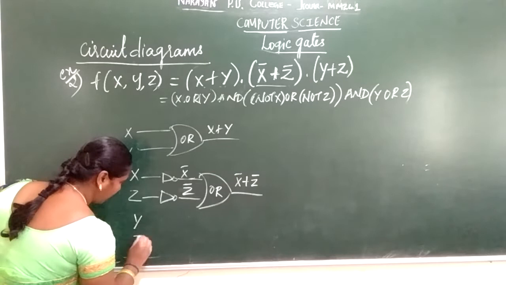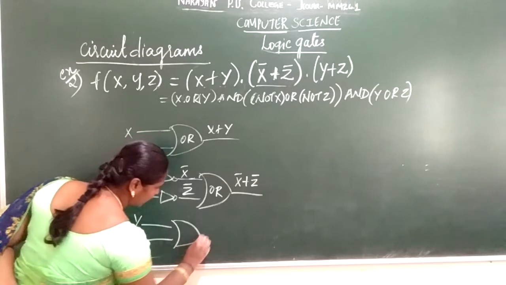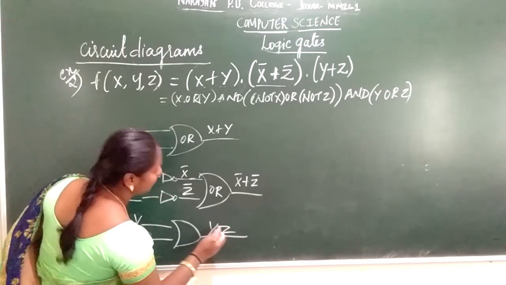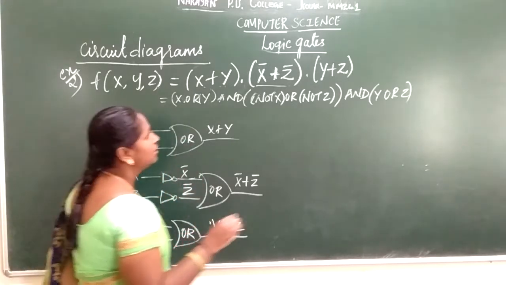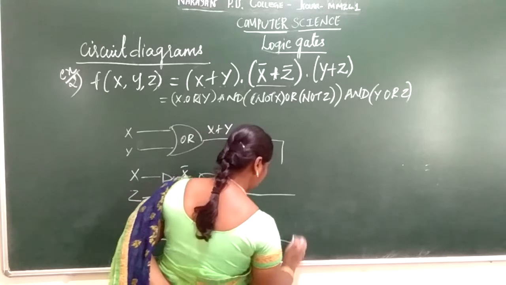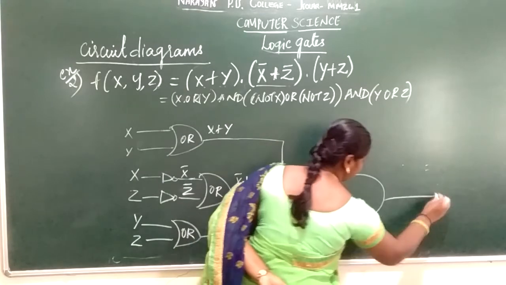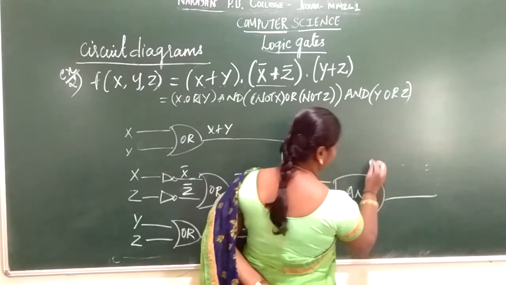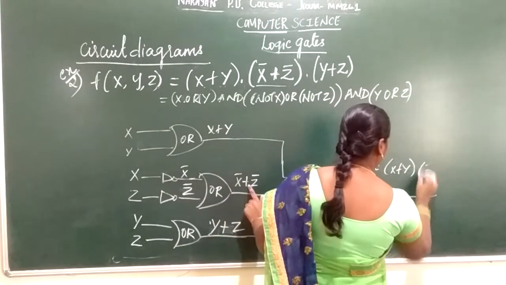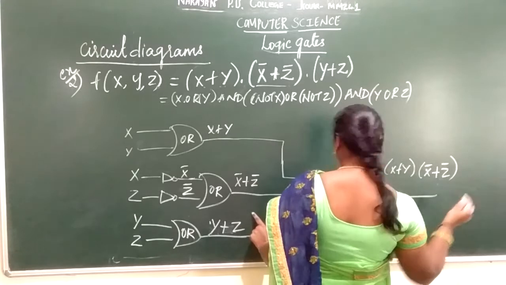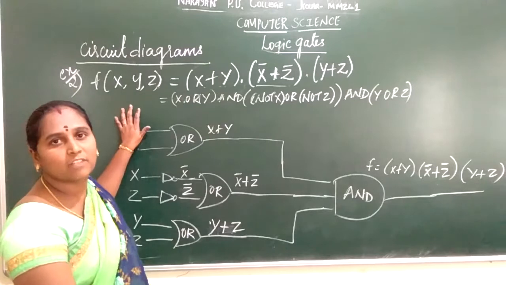Next combination I have y, z. For this there is no complementation or NOT gate present. Directly you OR these two. So the result is y plus z. So here it is an OR gate. So these three should be ANDed. So I have used the AND gate. My result f is equal to x plus y into x bar plus z bar into y plus z. This is how we are going to draw a logic circuit diagram for a given Boolean expression.